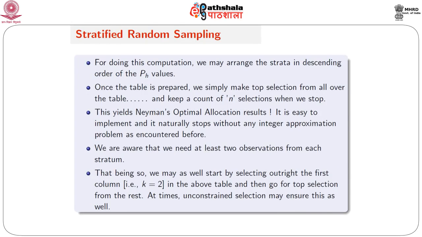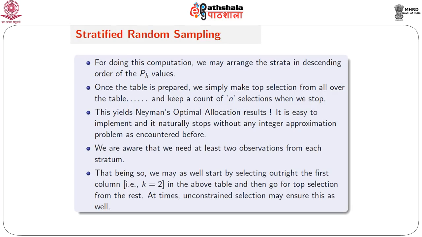For doing this computation, we may arrange the strata in descending order of the PH values. That is what we did. I said without any loss, let the strata be so labeled that the PH values are in descending order. That is what we are doing, and we are preparing this table, and once the table is prepared, we simply make top selection from all over the table and keep a count of small n selections when we stop. Because the idea is we want to maximize summation PH square multiplied by this (1 minus 1 over NH), which is factored into different components.